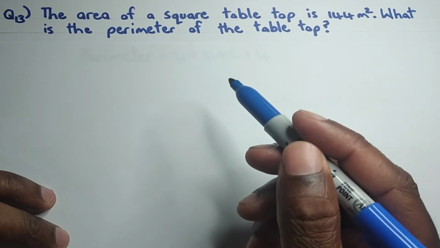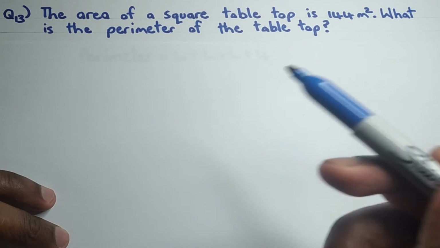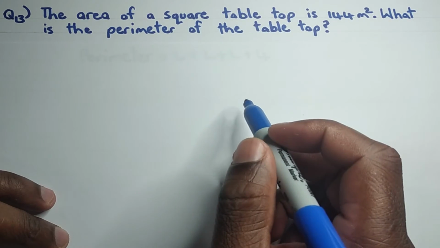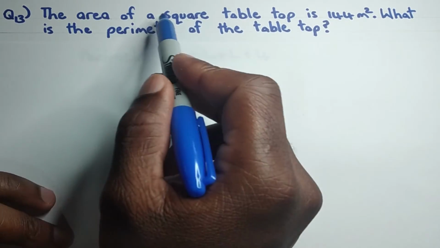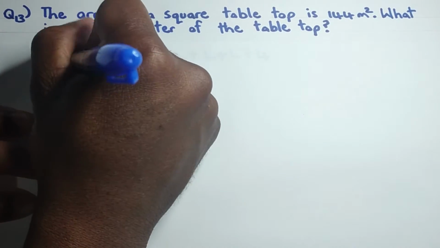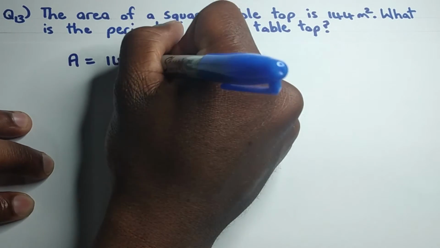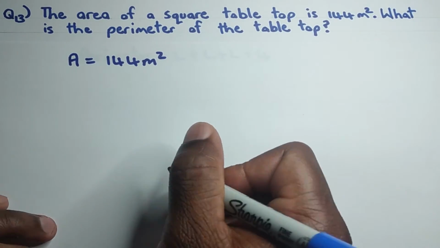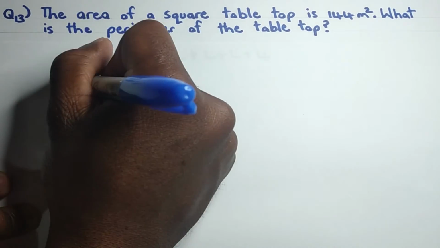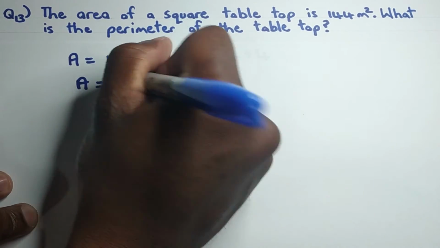And being that a square has 4 sides, we are required to add the length of all the sides. So first thing first, we need to find the length of each side. But here they gave us the area of the square tabletop, which is 144 meters squared. Now, what else do we know about the area of a square? The formula for the area of a square is that the area is equal to the length squared.